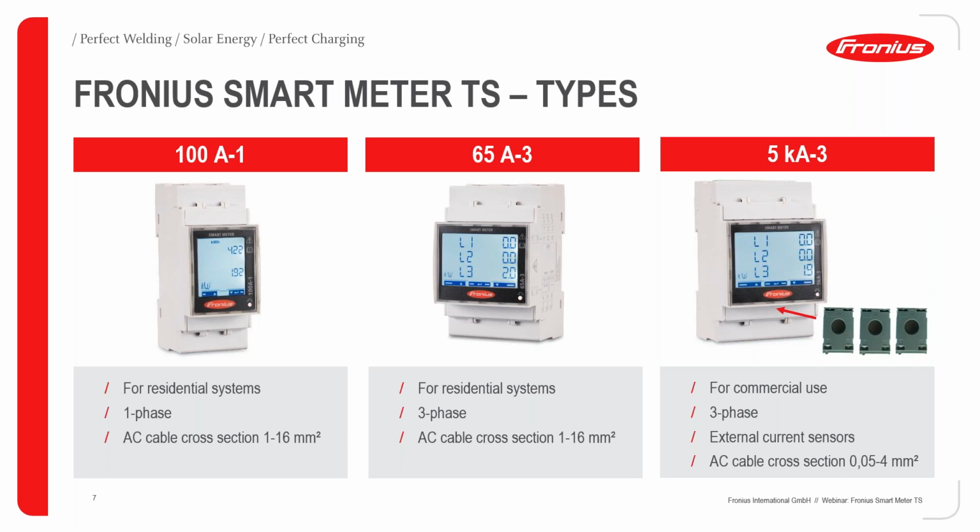So it differentiates by the 5 kA on the one side, and also we need to use the external current sensors on this one. It's pictured down below here with these current sensors. It then can measure and deliver the data. AC cable cross section here a little bit smaller because we only need the connection to the smart meter here for voltage measuring from 0.05 to 4 square millimeters.